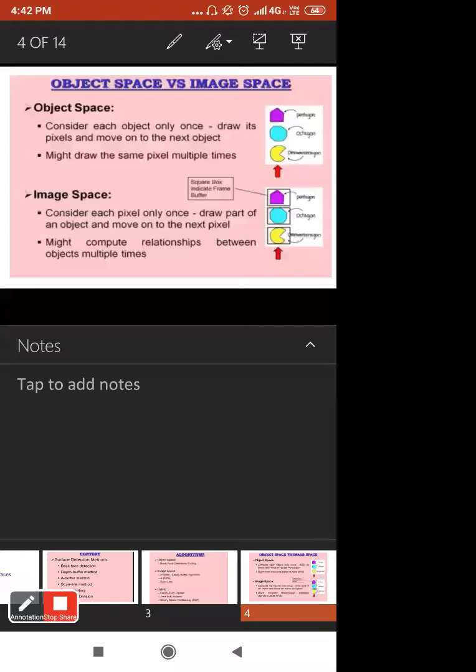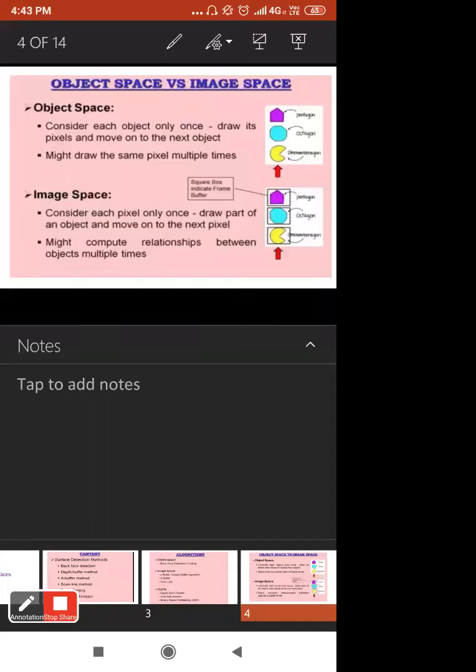Now see the difference. In object space we consider each object only once. But in image space we consider each pixel only once, draw part of an object and move on to the next pixels. So the difference is between object space and image space. In object space we are dealing with the objects, while in image space we are dealing with the pixels, your coordinates. And it might compute relationships between objects multiple times.